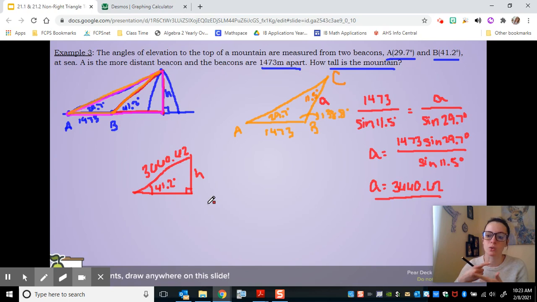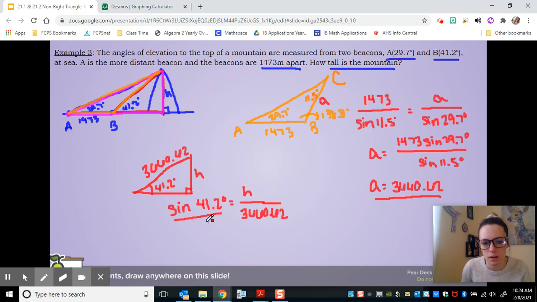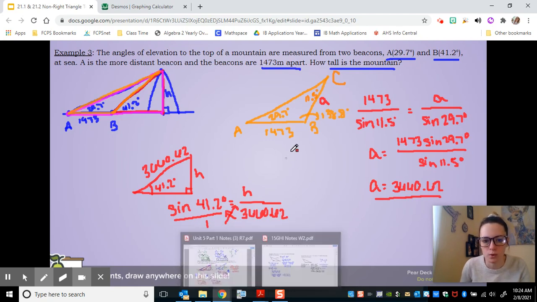Or if you want to, you can revert to right triangle trig using SOHCAHTOA, one of those to find your missing side as well. So if I were to do that using SOHCAHTOA, I am looking for my opposite and I have my hypotenuse. So that means I'll use sine of that angle equaling my opposite divided by my hypotenuse. And then just like we were doing with right triangle trig, I can stick this sine of 41.2 over 1, cross multiply, and solve for my height.